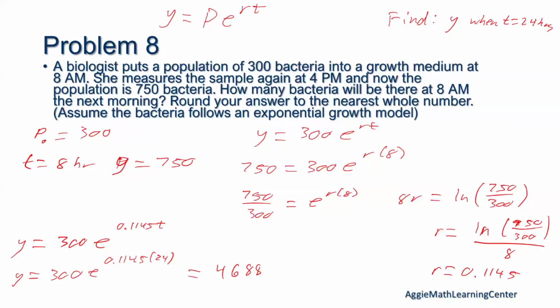Some of the problems on the test will give you a half-life of, let's say, 8 days, and it'll say in 5 weeks, how much is left. You can't just plug in 5 for the time. You have to do 5 times 7, which is 35 days, and plug in 35 for the time.